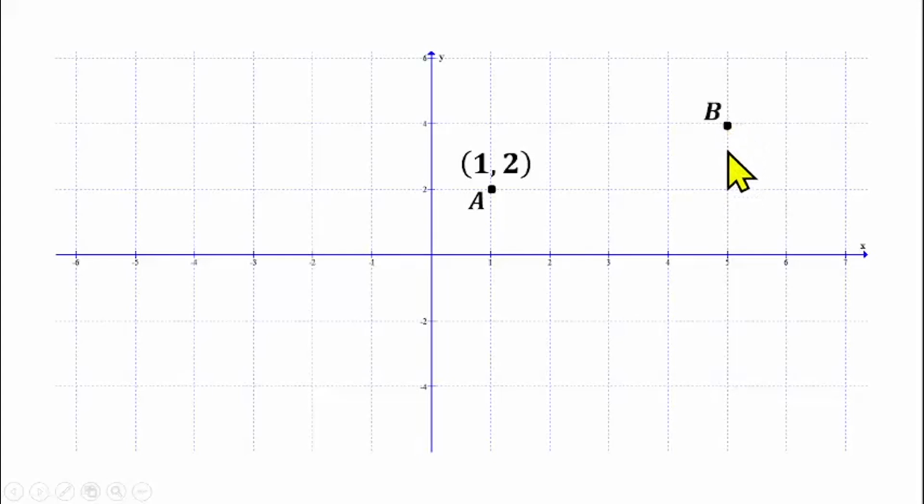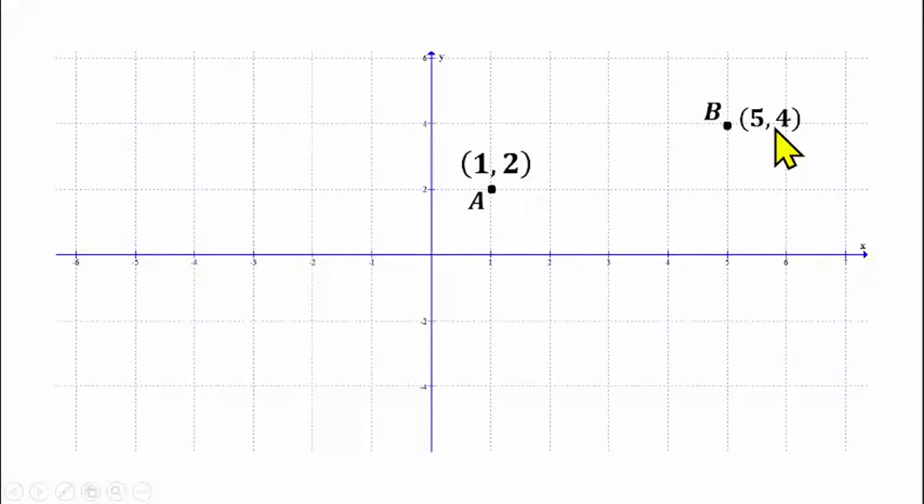Let's call this point B. Can you tell me the coordinate of point B? B is on 5 on the x-axis. Then on the y-axis is on what? 4. So the coordinate will be 5, 4. So the coordinate of point B will be 5, 4 in this case.